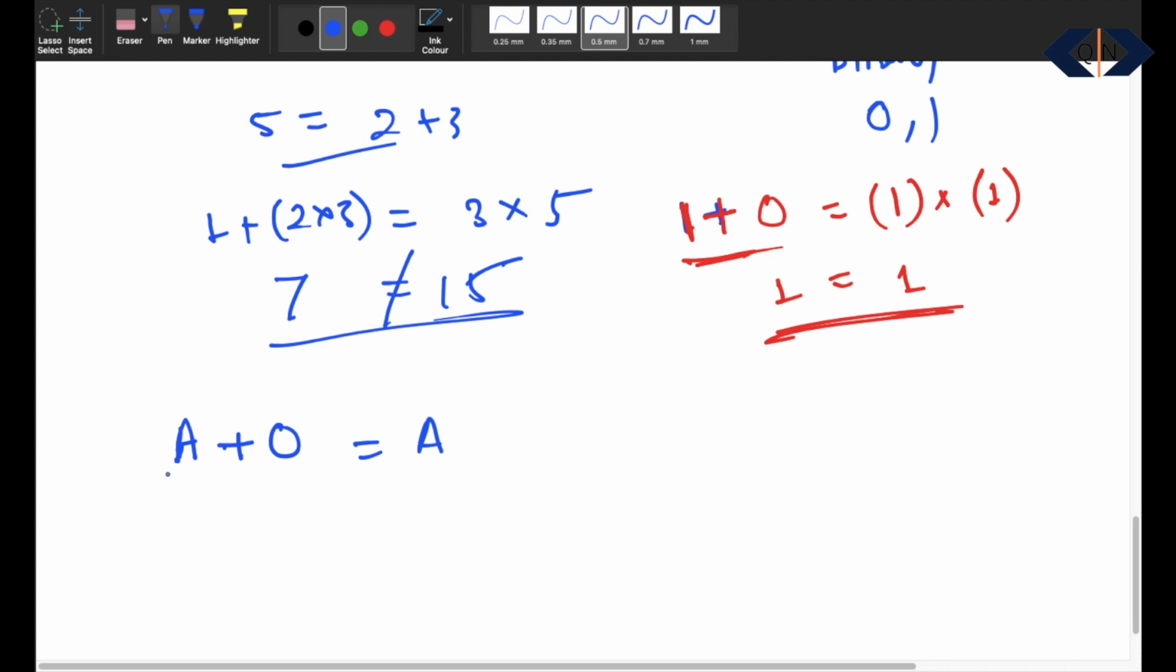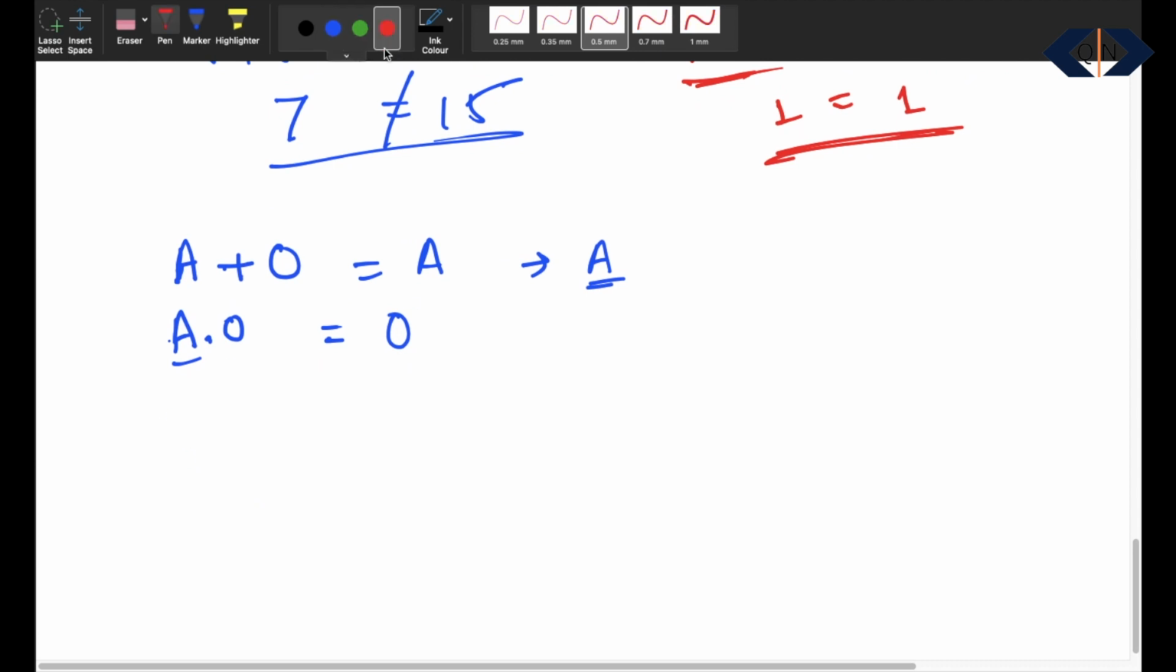Let's see. Suppose A is 0, 0 plus 0 is 0, A is 1, so 1 plus 0 is 1. So it will always be A, right? Now A into 0 is always 0. Suppose A is 0, so 0 into 0 is 0, A is 1, so 1 into 0 is 0. It is just nullifying this variable.